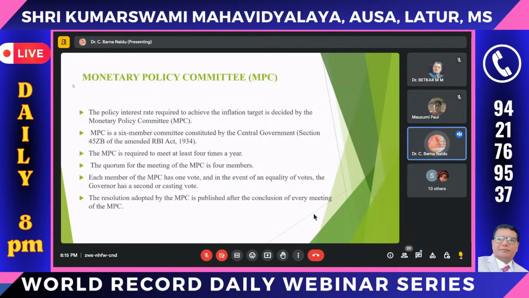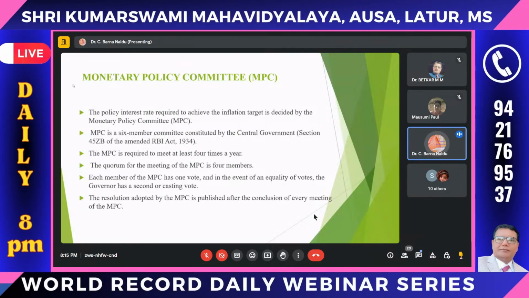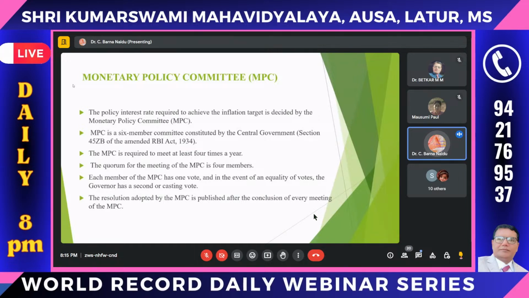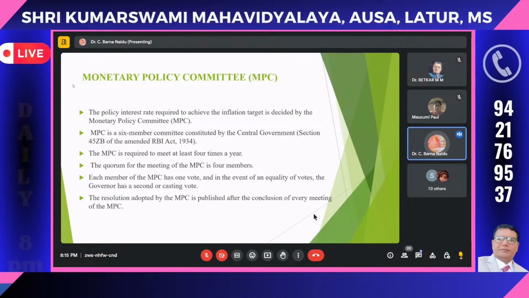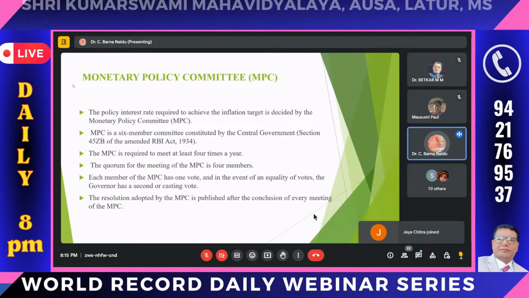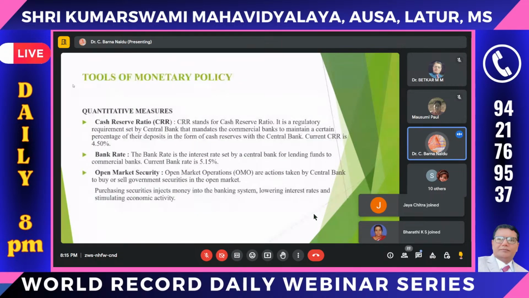Now, the members from Mr. Shashanka to Jayanth Varma will hold office for a period of 4 years or until further orders, whichever is earlier. So these are the 6 most important committee members who regulate and formulate, and if any changes are required, they are the people who make strategic decisions related to monetary policy. Now the tools of monetary policy.